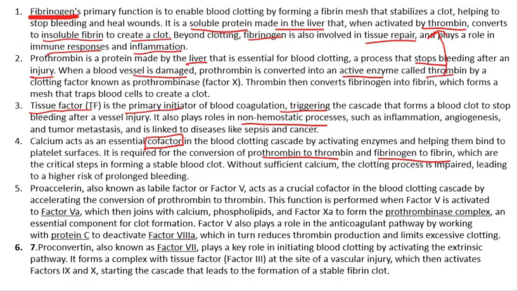And factor 5 is proaccelerin, which accelerates the process, like accelerating the conversion of prothrombin to thrombin. This is also known as factor 5. And factor 5 makes a complex with calcium, phospholipid, and activated factor 10 to form a prothrombinase complex, which helps in the conversion of prothrombin to thrombin. And also with protein C, it deactivates activated factor 8, which is the anticoagulant pathway.